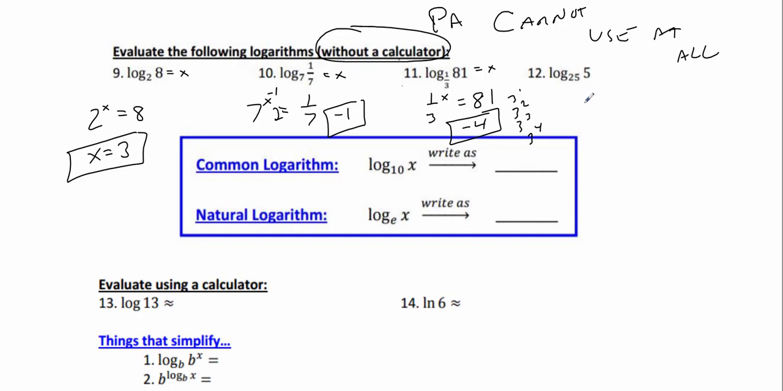Number 12, I have 25 to the x equals 5. Well, that's weird. They're both whole numbers, but how do I go from a bigger whole number to a smaller whole number? Well, interesting. That's where square roots come in. If I take the square root of 25, I get 5. But remember from back in Unit 6, a square root is technically the 1/2 power, and a cubed root is the 1/3 power, and so on. So technically, my answer here is 1/2.